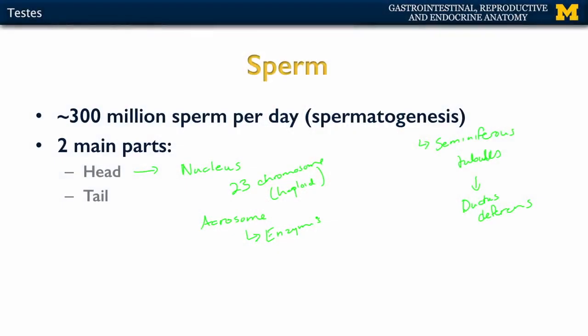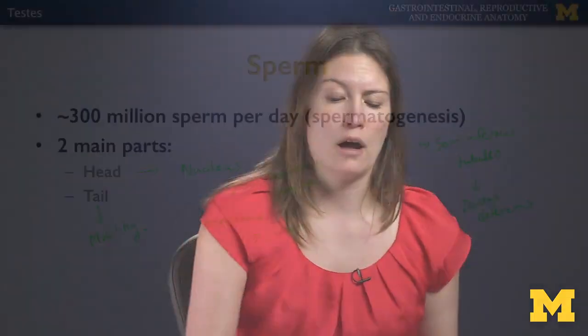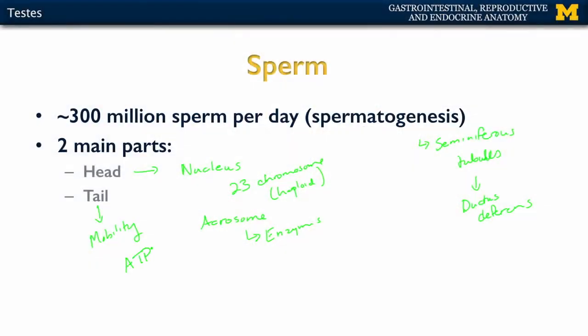Now the tail is the longer portion of the sperm. It's very important for the mobility of sperm. You have mitochondria associated with the tail that allow ATP production to occur. So that's the basics in terms of the testes. We'll talk a little more about the duct structure, the ductus deferens, as it goes through the spermatic cord. But first, let's talk about the sac by which the testes are held, and that's referred to as the scrotum.